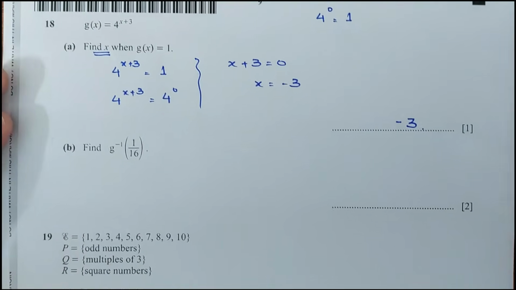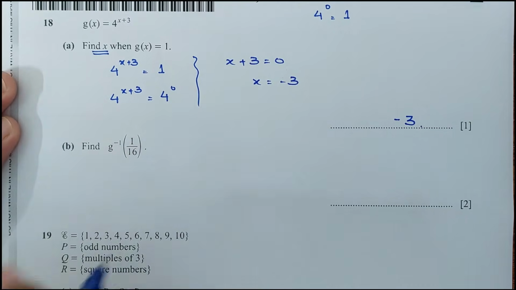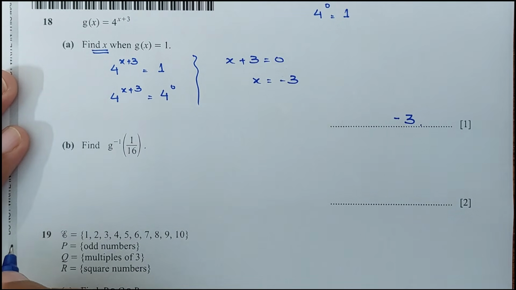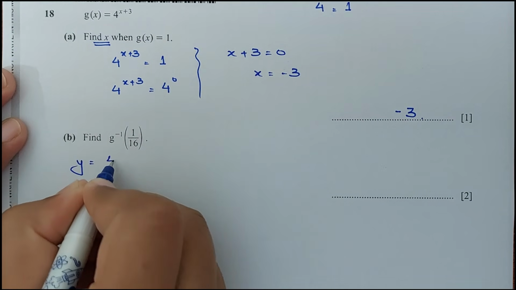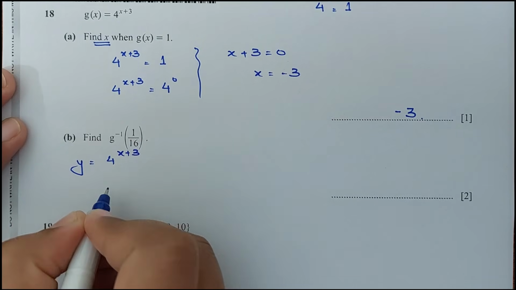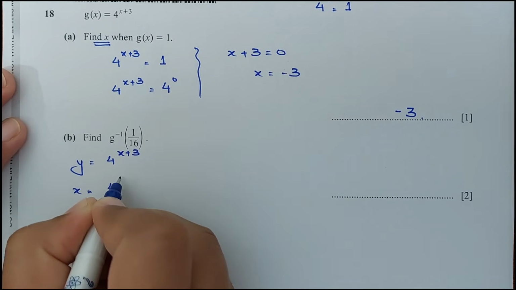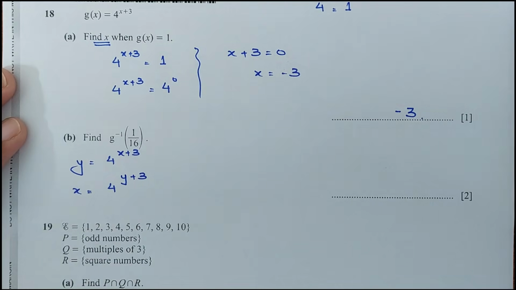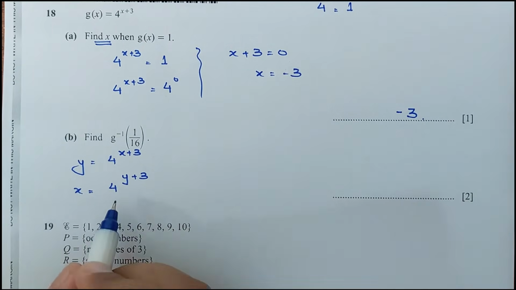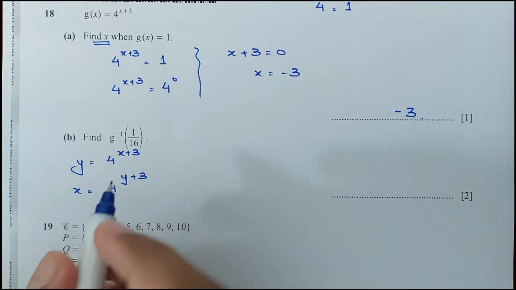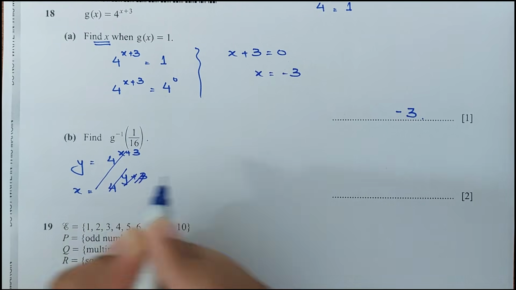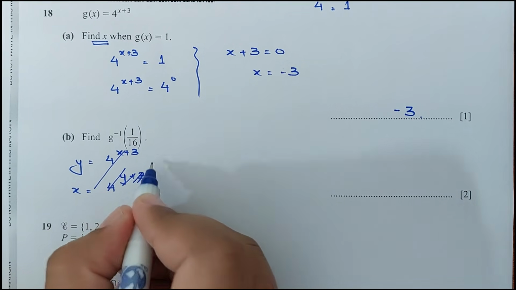All right. Moving to part B of number 18, find g inverse of this function. For this, we would have to find g inverse of x first. So y equals g of x. Now switching the variables, x equals 4 to the power y plus 3. Now we have to solve for y. To solve for y, we would have to take a log on both sides, but logarithm is not in this syllabus, so I'm not using this technique. So let me simplify this another way.